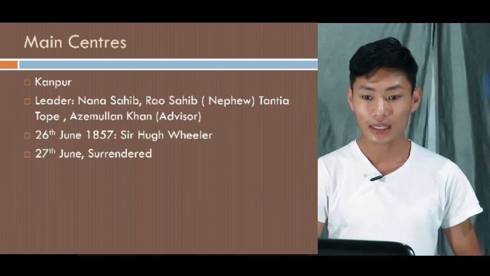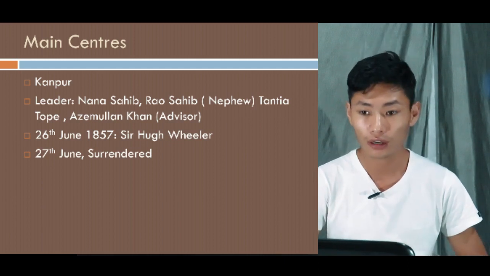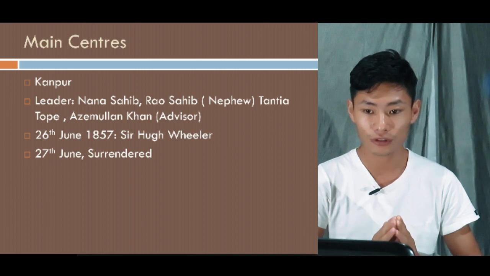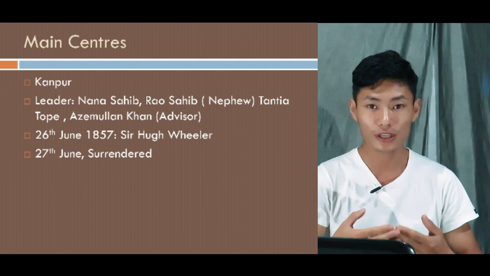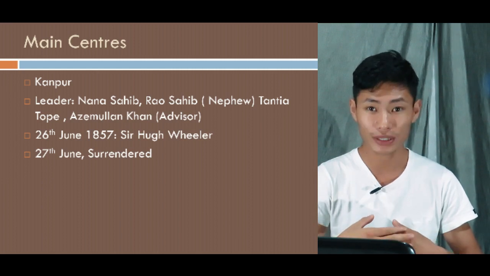Until 26th June 1857, Sir Hugh Wheeler defended Kanpur. But on 27th June, the British surrendered to Nana Sahib on the promise of safe conduct to Allahabad, but while they were leaving on boats, they were all massacred.